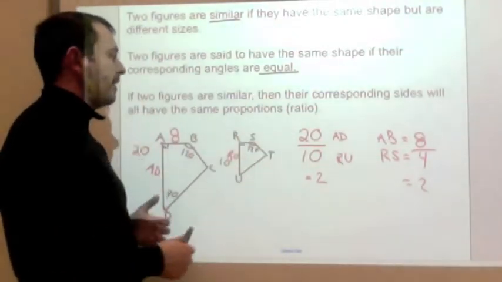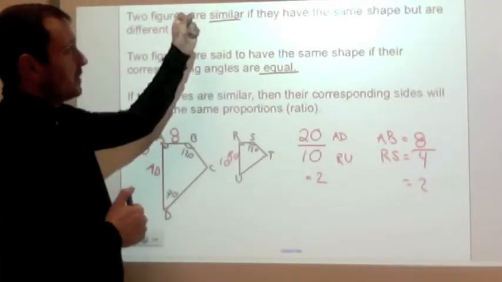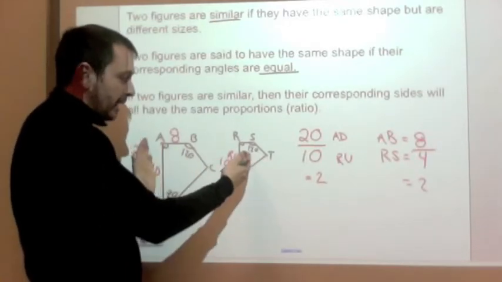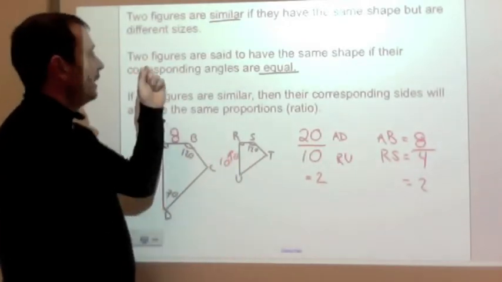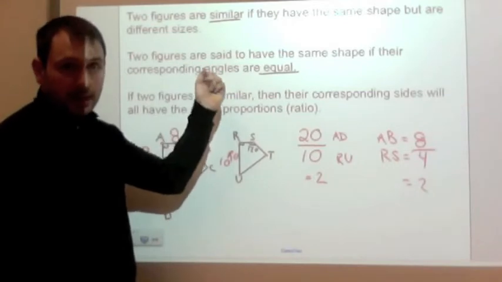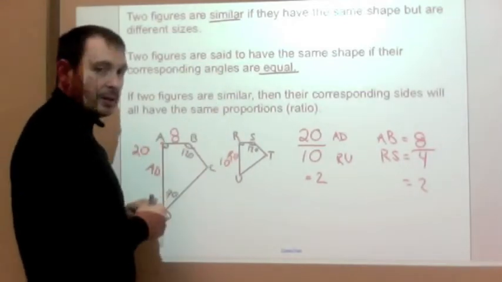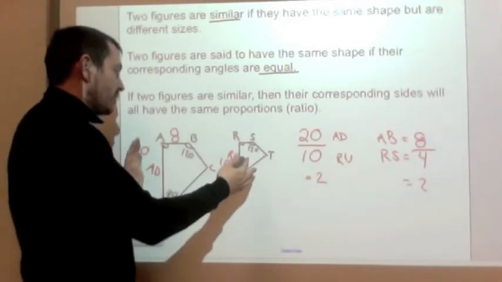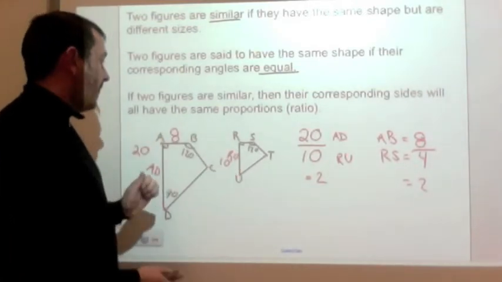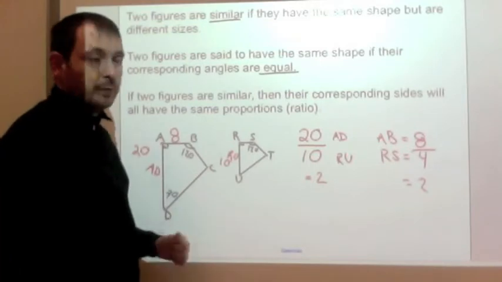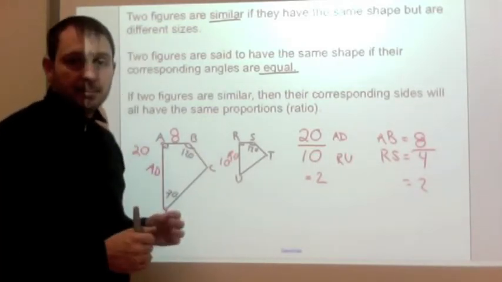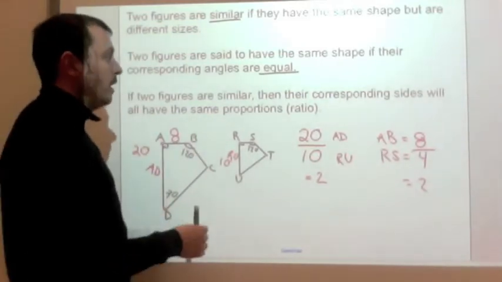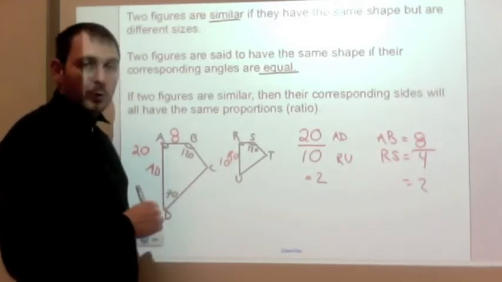So to review everything here, first, they are similar if they're the same shape but different sizes. What makes them similar is if the corresponding angles are equal. And last, if the corresponding angles are equal and you're told it's similar, or you've measured them all and found them to be similar, then you know that the ratios of the sides will all follow a certain proportion.